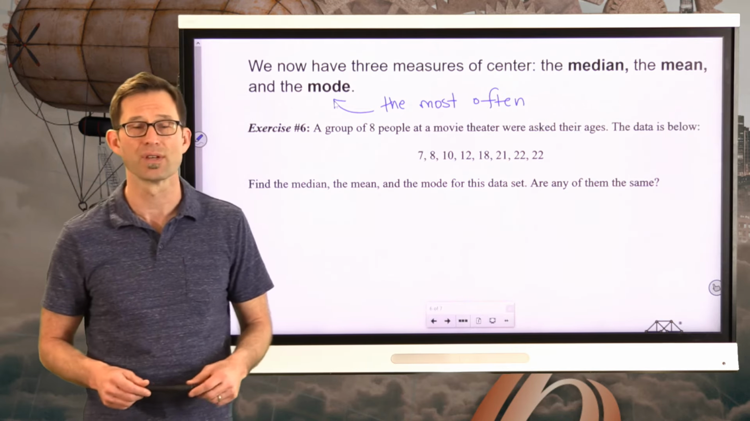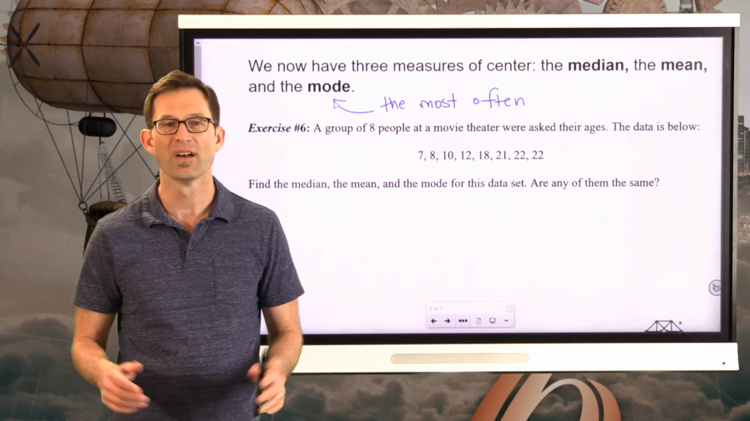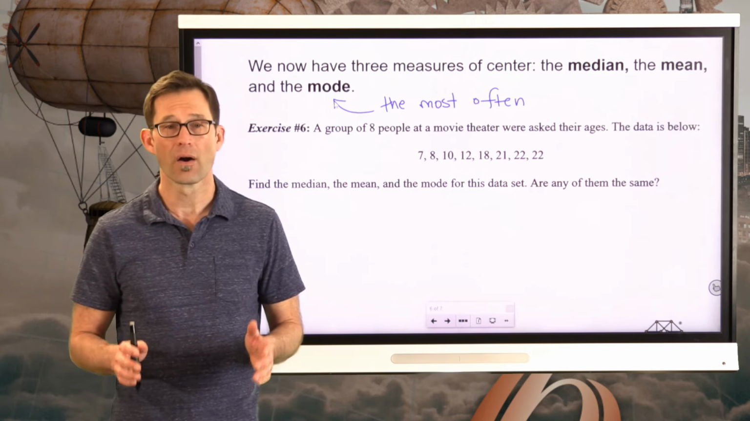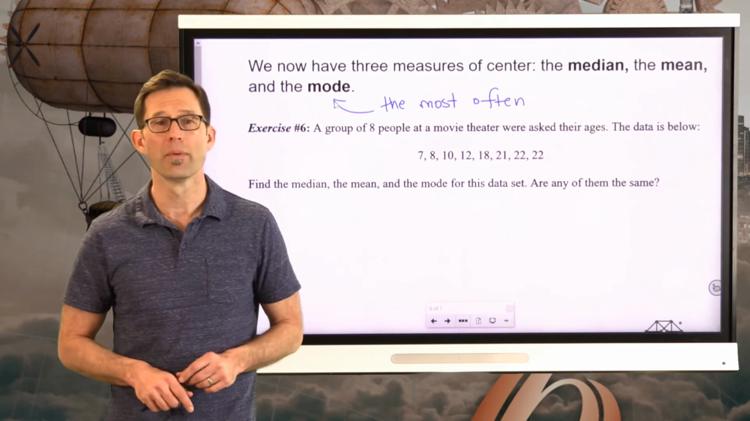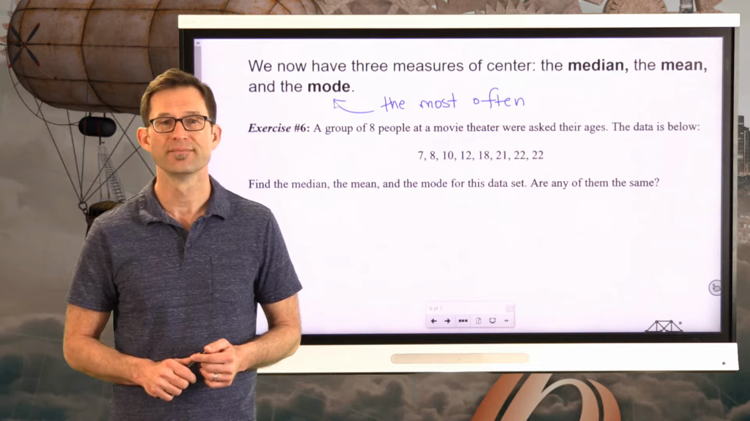So let's take a look at exercise number 6. A group of 8 people at a movie theater were asked their ages. The data is below. Find the median, the mean, and the mode for this data set. Are any of them the same? All right, awesome. Go ahead and do that. It's going to take you a little bit of time, especially the mean. The median and the mode will hopefully be pretty quick for you, but pause the video now and take as much time as you need.